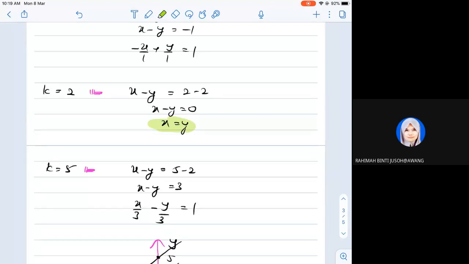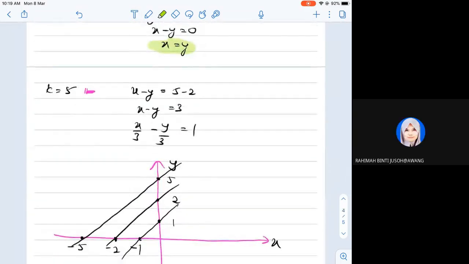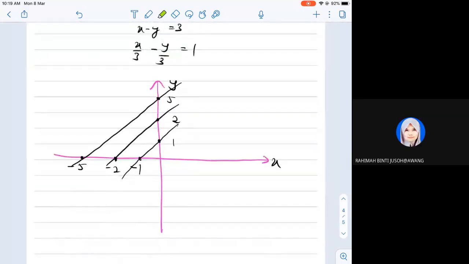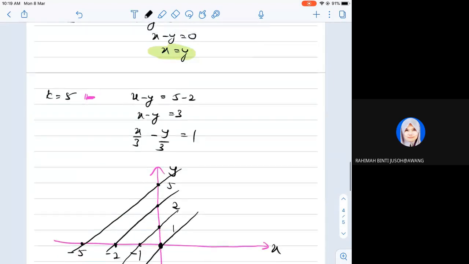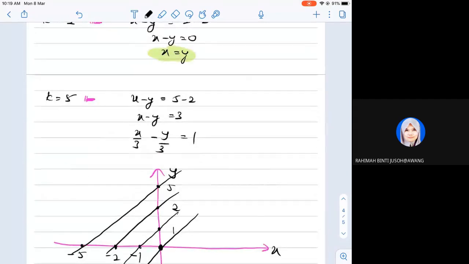Dia ada intersect mana-mana tak? Dekat origin. Yes, very good. Dia dekat sini kan. Suppose dia 0, 0. Okay. So therefore the line should be like this. Dia touch origin. Okay, so this is the line of x equals to y. Macam tu. Okay, next. The last one.